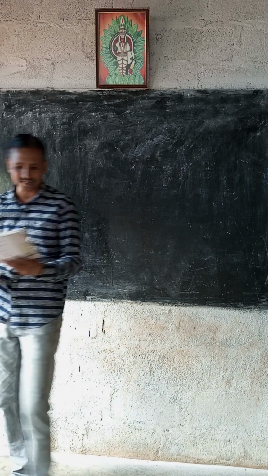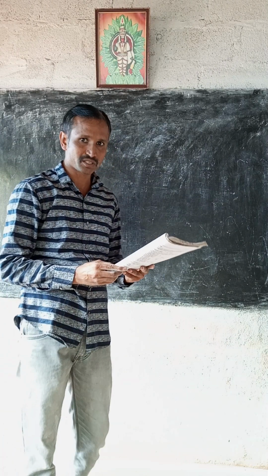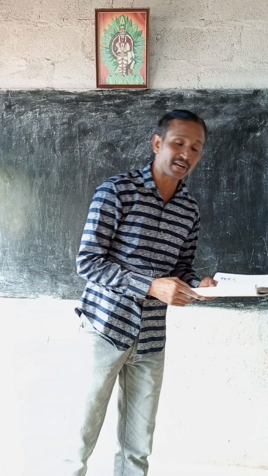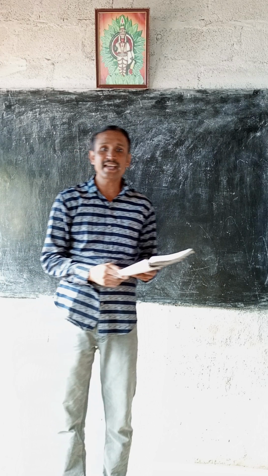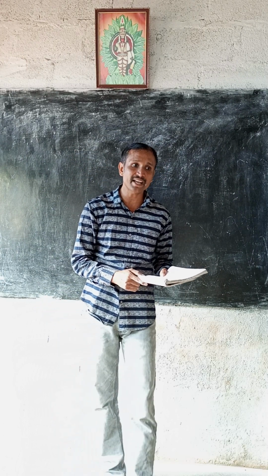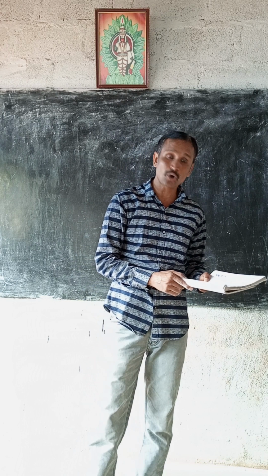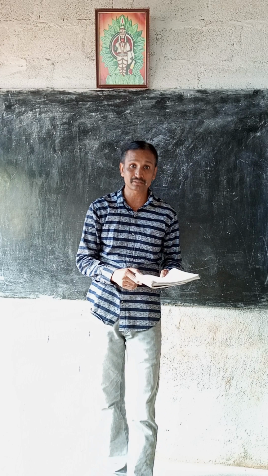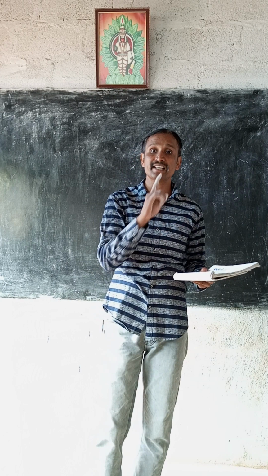Question number 10 says to find the area of a rhombus. A rhombus means the opposite sides are equal and parallel. But there is a difference between the square and the rhombus. In a square all angles are 90 degrees, but in a rhombus all angles are not right angles; the diagonals bisect each other at right angles.